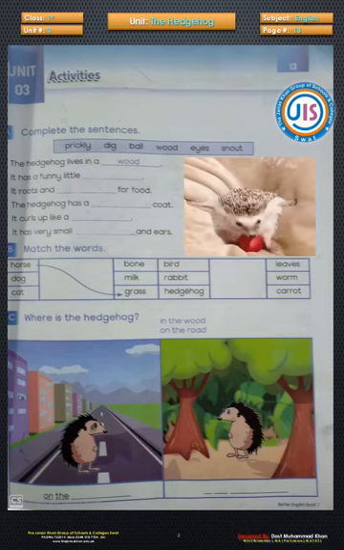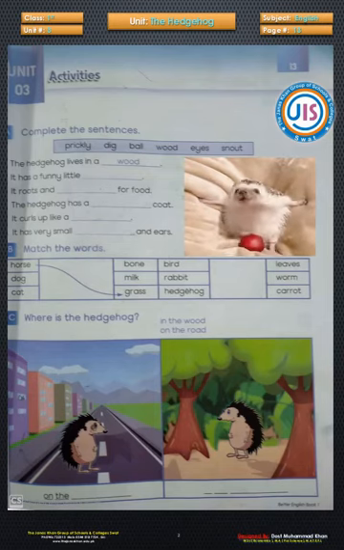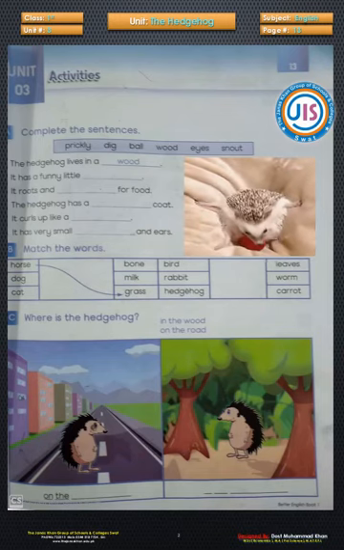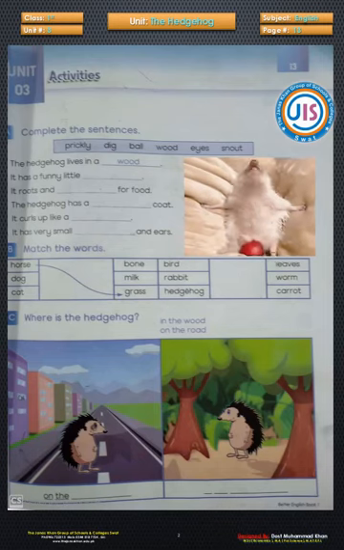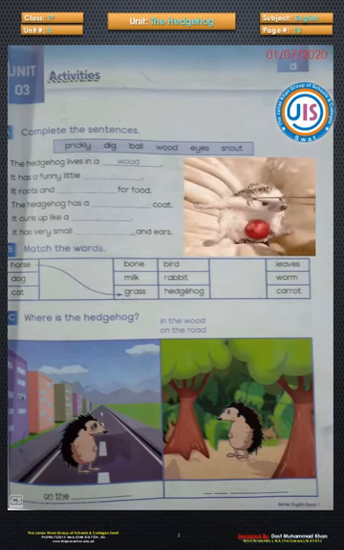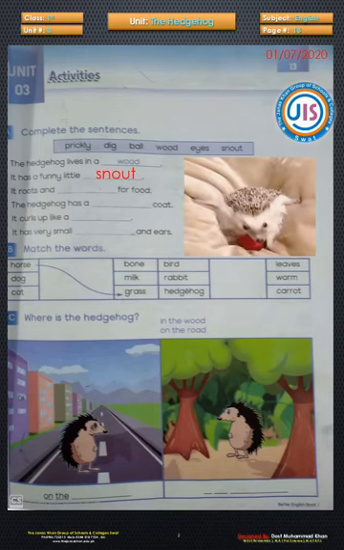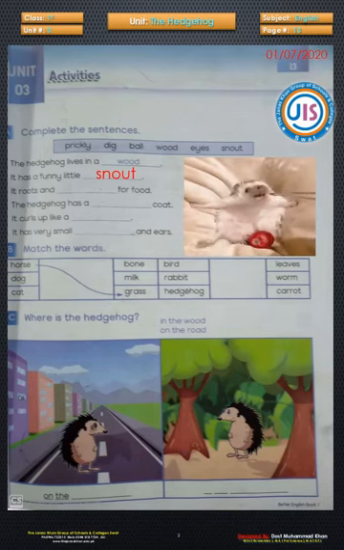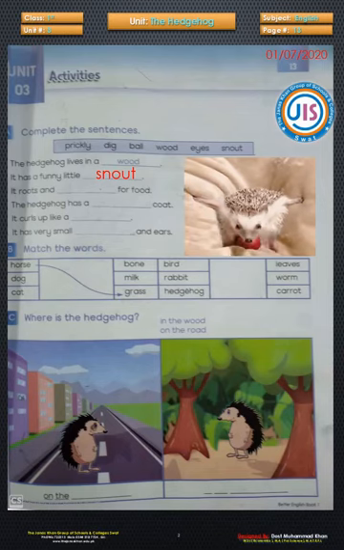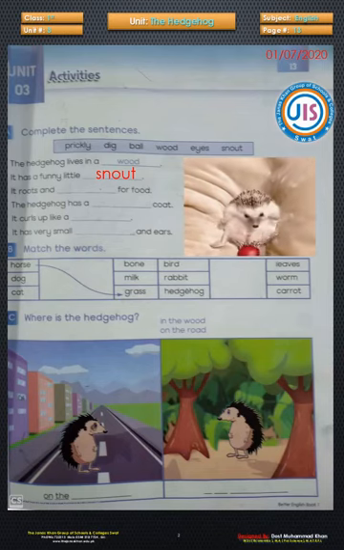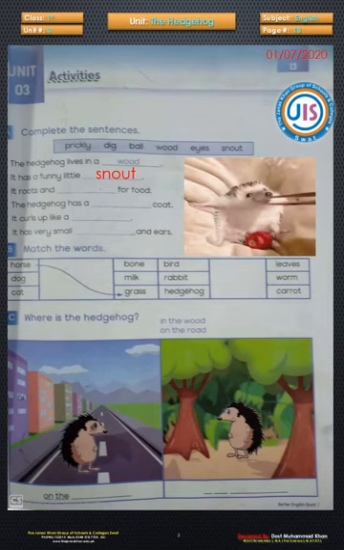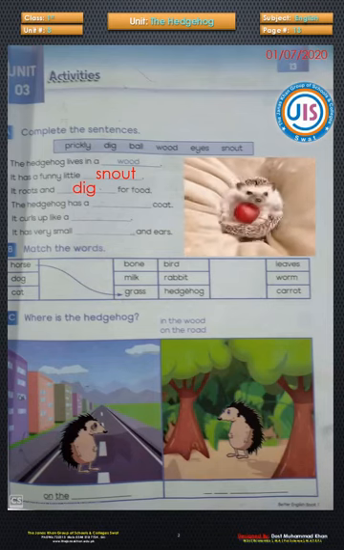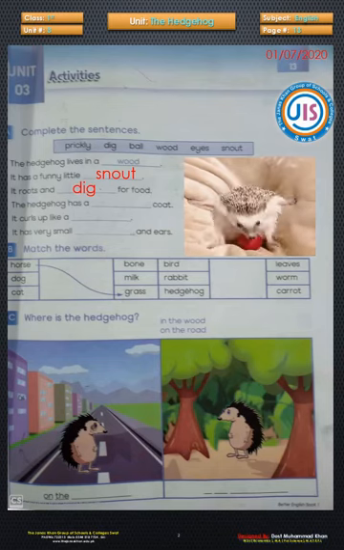Okay. So the second is, the hedgehog has a funny little. What can we use here? Snout. Okay, snout we will use. We have used it in the previous lecture, ke iska ek chota sa snout hota hai, funny. Next is, it roots, ye talash karta hai, it roots and digs for food. Dig means khodna, kanastal. Khuraak ke liye ye khuraak ki talash aur kudai karta hai.